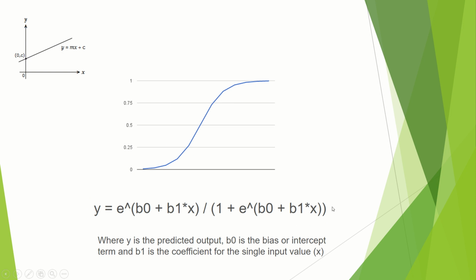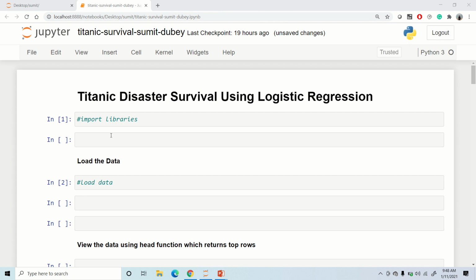Let's go to Jupyter Notebook and do the actual modeling of logistic regression with the Titanic dataset using Python. So here I am on my Jupyter Notebook, and this notebook along with the source file can be downloaded from the link which I have given in the description box. Otherwise, the Titanic dataset is really popular and you can download it from kaggle.com as well.